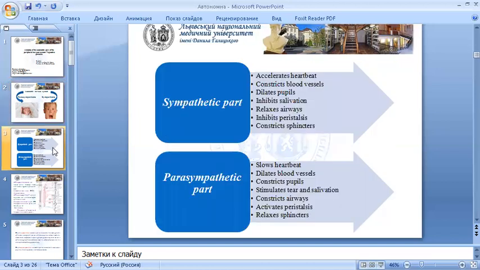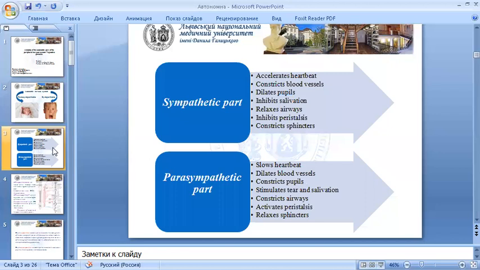For example, the sympathetic part of the autonomic nervous system can accelerate heartbeat, constrict blood vessels, dilate pupils, inhibit salivation, relax airways, inhibit peristalsis, and constrict sphincters.